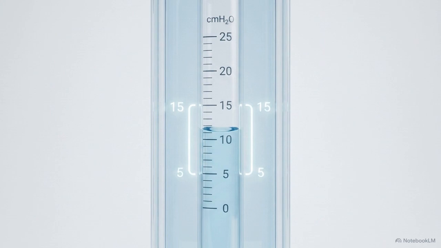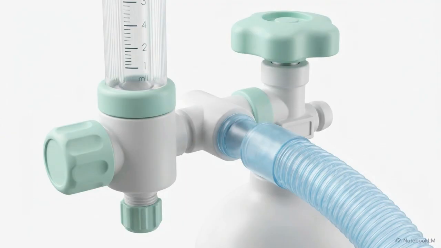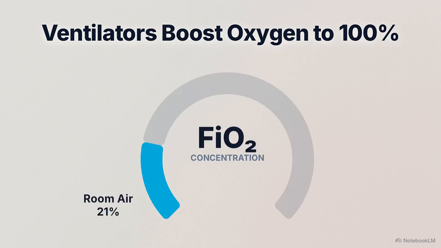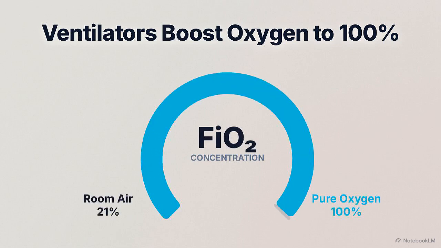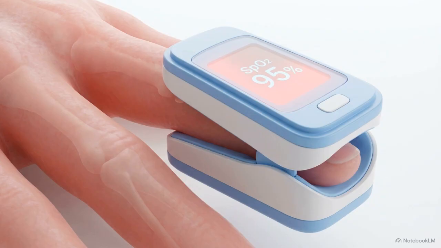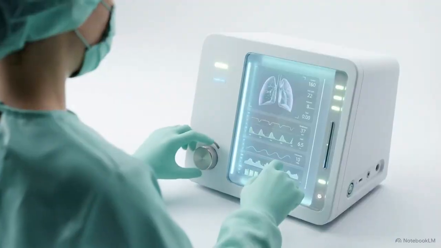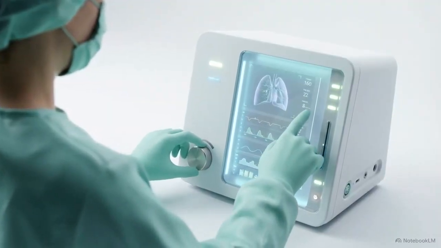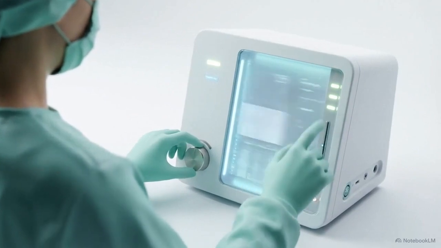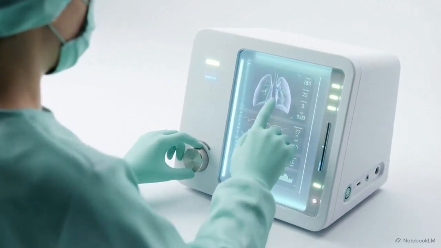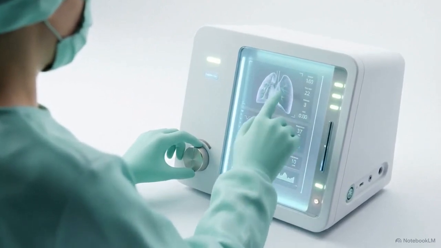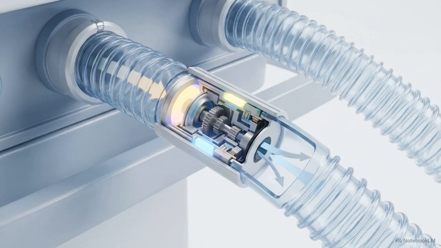The standard clinical range for this resting pressure is 5 to 15 centimeters of water, titrated to the severity of the patient's lung disease. Finally, the P stands for percentage of oxygen, known clinically as FiO₂, or the fraction of inspired oxygen. Room air sits at 21%, but the ventilator can increase this concentration all the way up to 100% pure oxygen. This fraction is dynamically adjusted to ensure the patient's peripheral oxygen saturation, or SpO2, remains safely above 92%. By systematically manipulating these 4 TRAP parameters, clinicians construct a highly specific, artificial breath precisely calibrated to stabilize a patient's unique physiological deficit.